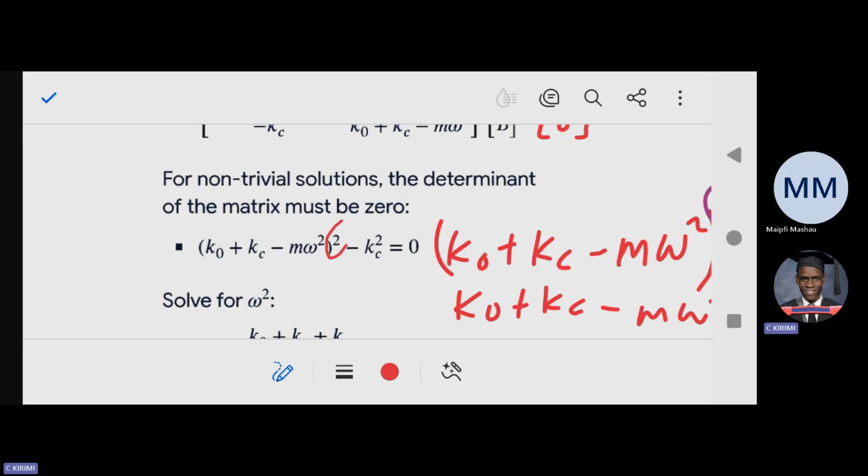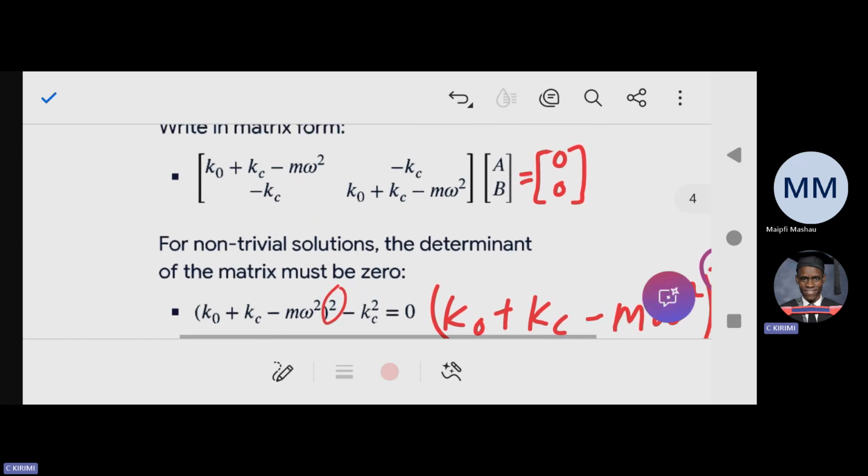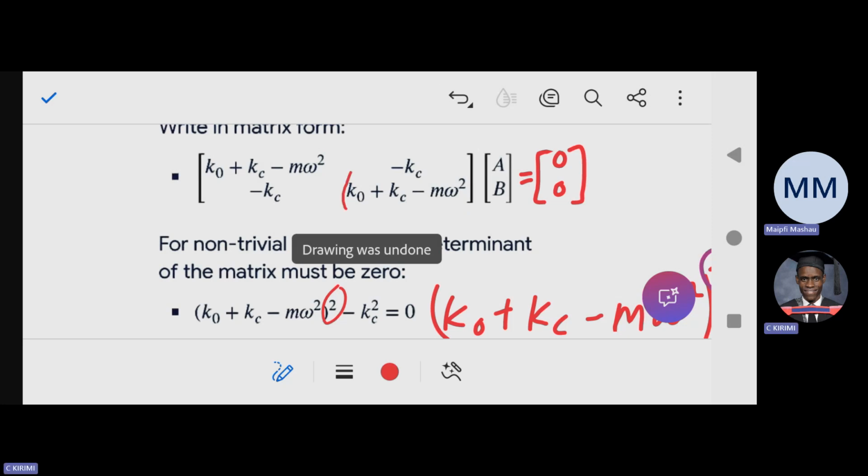This square. Can you see these two? That is showing that there are two of those expressions. That two is representing two of these, K naught plus KC minus M omega squared, which means two brackets of this. So the first bracket, then the second bracket, now it's a square. That's why the 2 is there outside. So I've shown you why it's a 2, isn't it? Outside. Cross multiply.